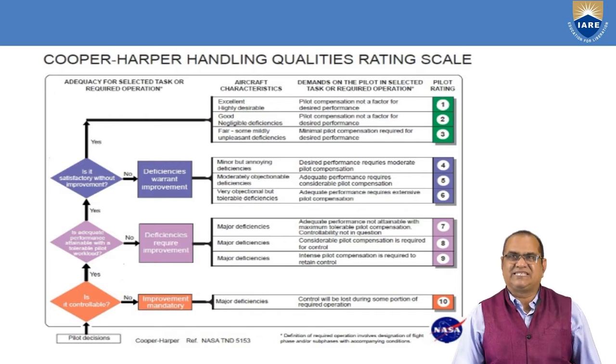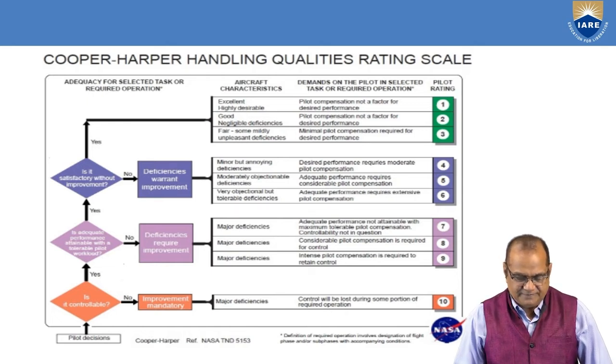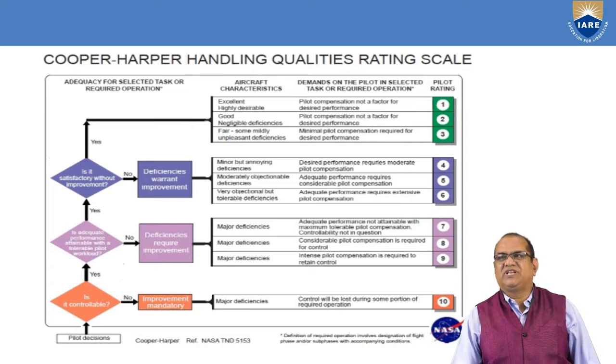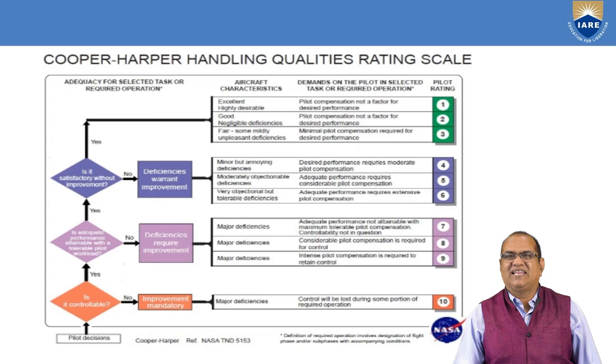Here something is given. It is the Cooper-Harper handling quality rating. If you see here, adequacy for selected task or required operations, then aircraft characteristics, demand on the pilot in selected task or required operations. In this you can see excellent, highly desirable, good, fair. These three categories are there. Then here pilot compensation is not a factor for desired. So 1, 2, 3, 4, 5, 6, 7, 8, 9 and the last is 10.